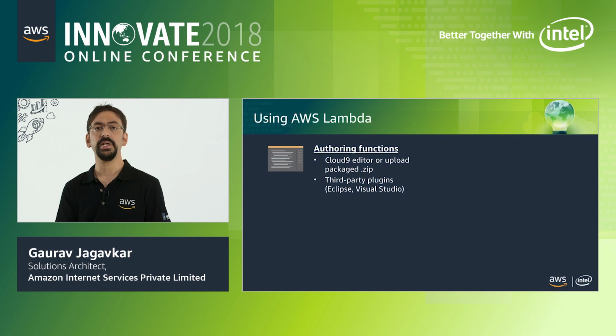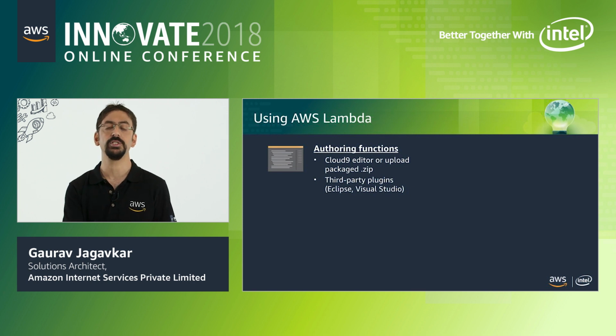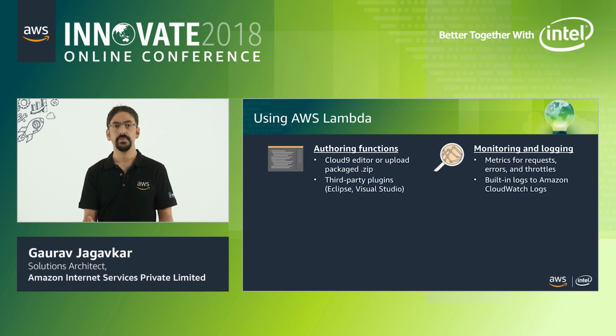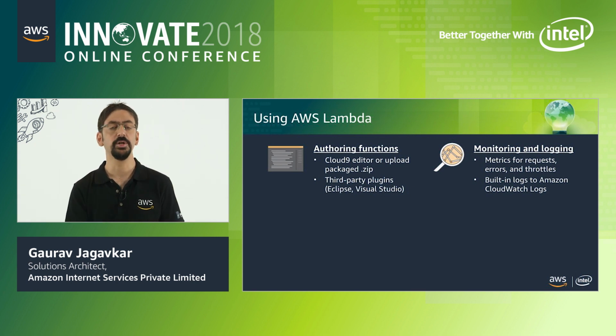The other part that we need to understand is flexible authorization. Securely grant access to resources and VPCs through the Lambda function, and also give fine-grained access control to who can invoke your Lambda functions in the first place. Further, talking about authoring functions, you could use the Cloud9 editor or just upload your pre-written code as a package zip.